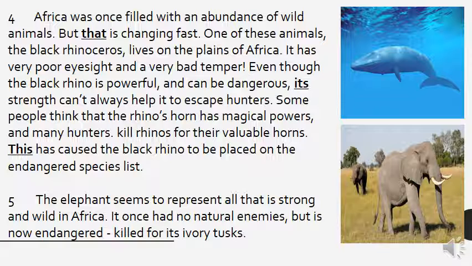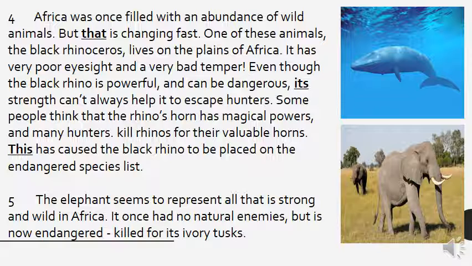Even though the black rhino is powerful, strong and can be dangerous, its strength can't always help it to escape the hunters. So even though this animal is a very strong animal, a powerful animal, an animal that has a bad temper, he cannot escape the hunters every time. Some people think that the rhino's horn has magical powers. That's why they hunt it, and many hunters are killing this black rhino to get its horn, because some people have certain beliefs that its horn has magical powers, or might be a good omen.